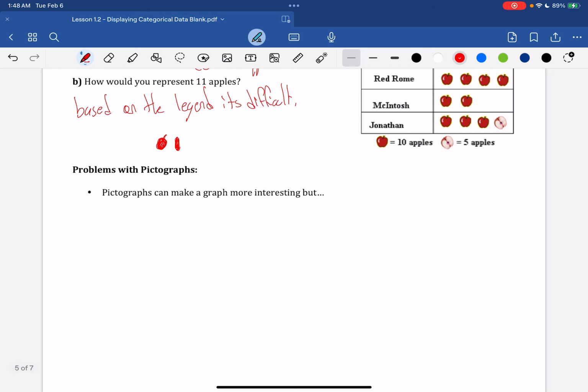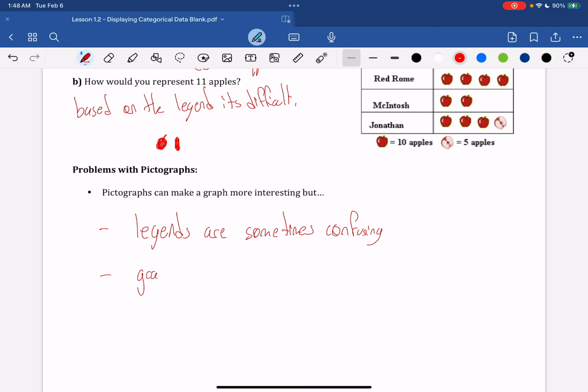Which leads us to the idea of problems with pictographs. Pictographs can make a graph interesting, a little bit more engaging. I think we've all seen those on social media where it has a, can you figure out what this number means? And they use scales and legends similar to this one. So in general, we can say some problems with them are that our legends are sometimes confusing because you're dealing with an arbitrary shape.